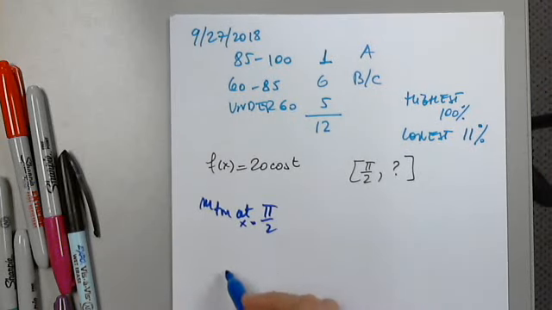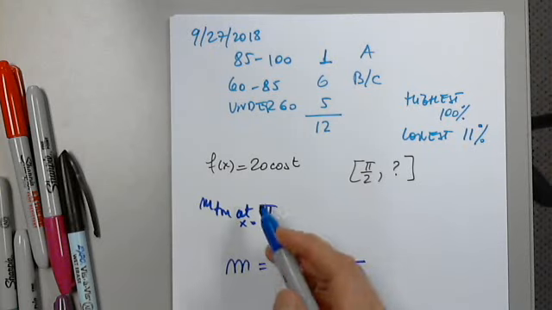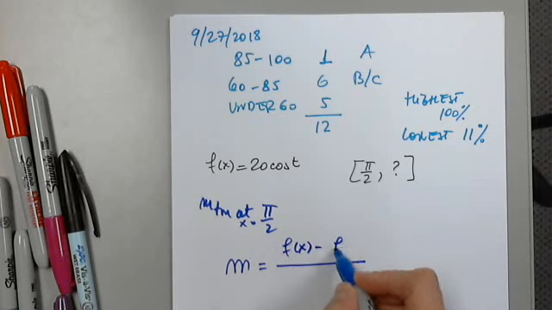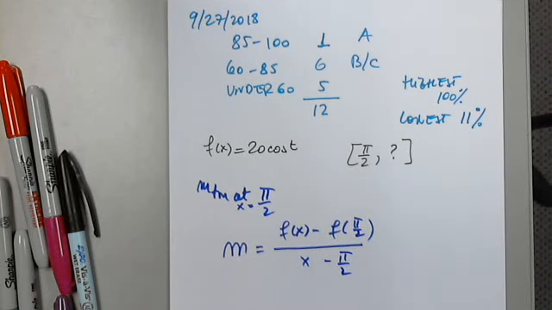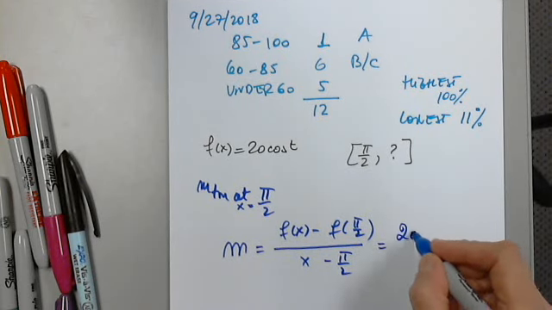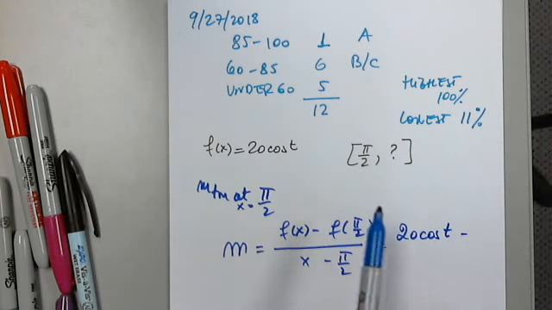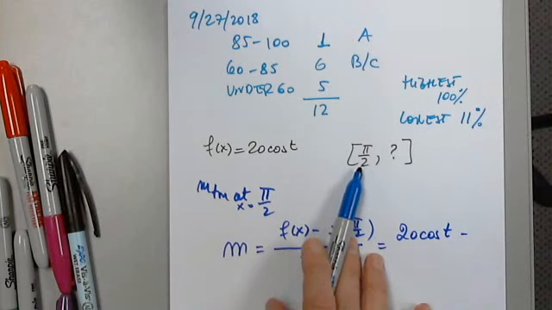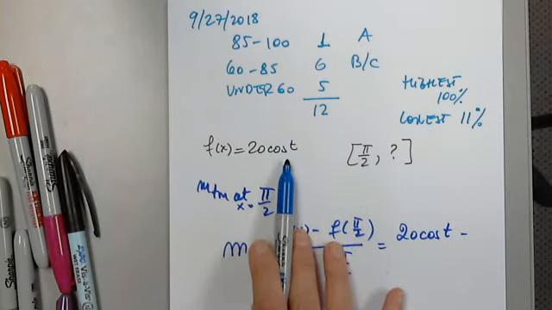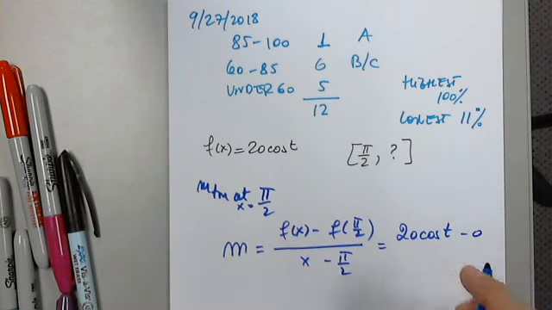If you remember, we created this slope function, which was f of x minus f of pi over 2, over x minus pi over 2, which is 20 cosine t minus, when I plug in pi over 2, cosine pi over 2 is 0, times 20 is 0, so there is no point in writing that, over x minus pi over 2.